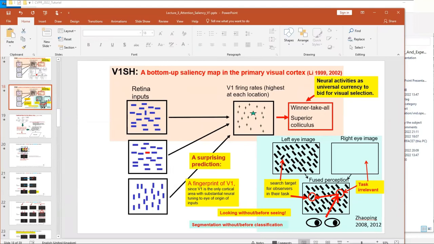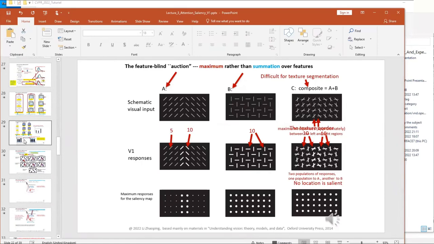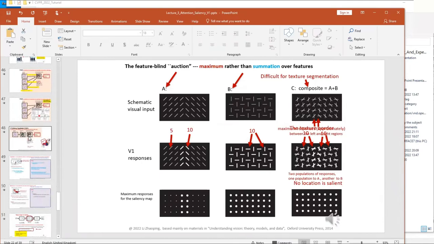Sometimes we understand this situation more easily. So let's try to work it out. Indeed, how does V1 do that? Sometimes it's really subtle. Where is it?